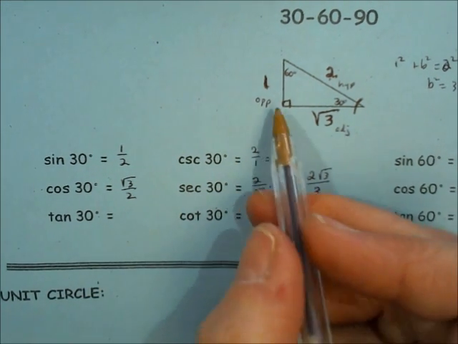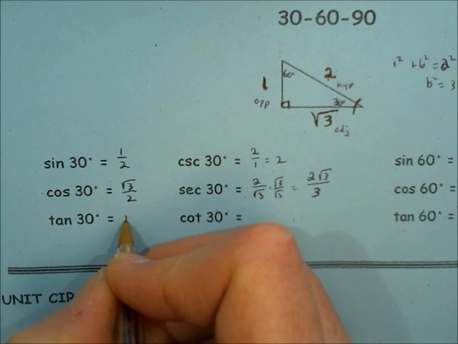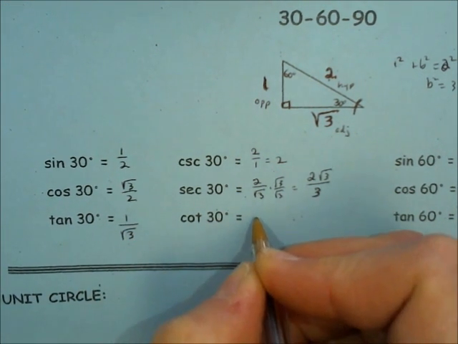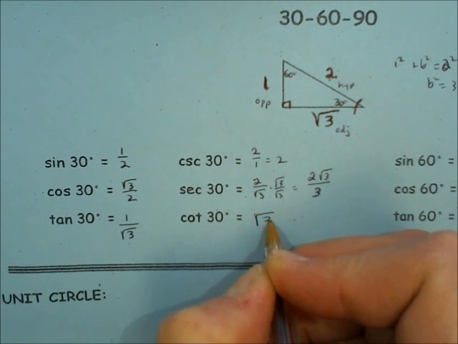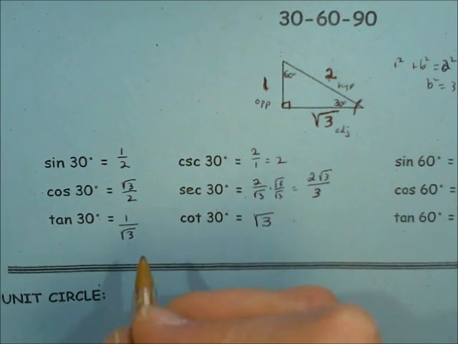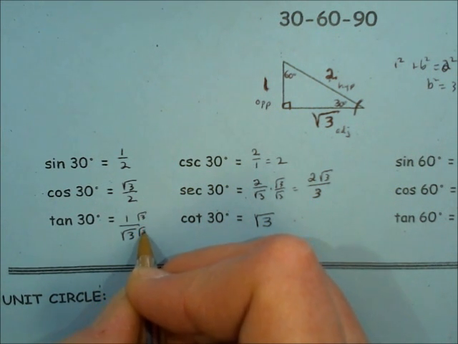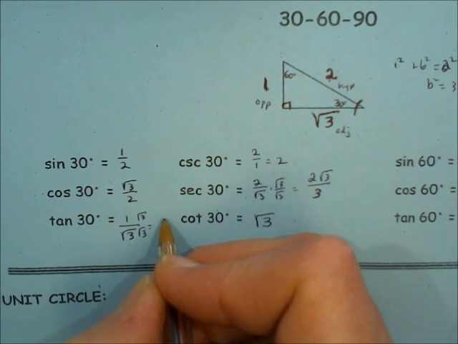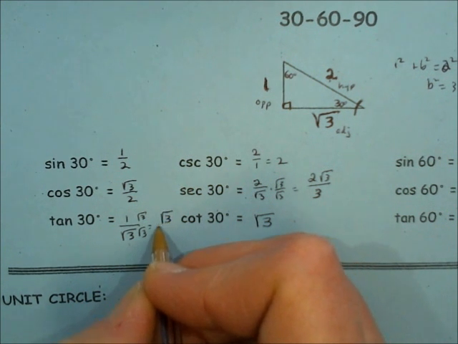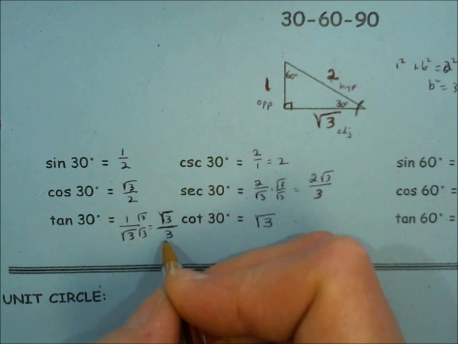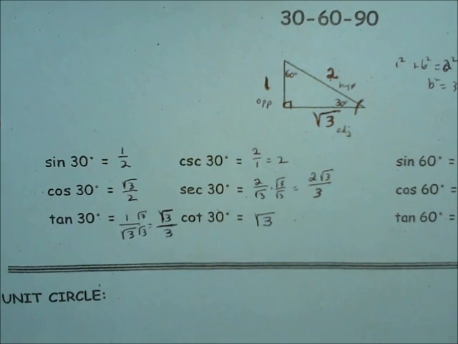Tangent of 30 is opposite over adjacent, so 1 over the square root of 3. Flipped upside down is the square root of 3 over 1. But then when we rationalize this denominator, multiply by the square root of 3 over the square root of 3, we can call the tangent of 30 the square root of 3 over 3. So those are very important numbers that we're going to have to reference all the time throughout the rest of this chapter and the next few chapters.